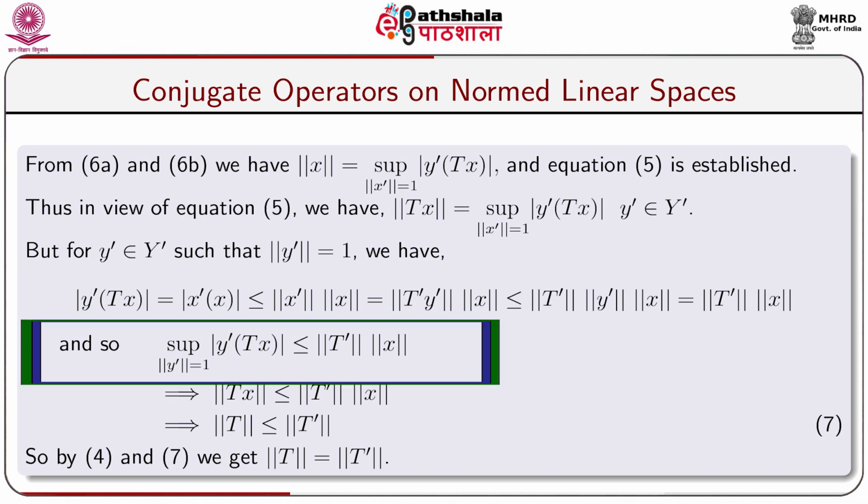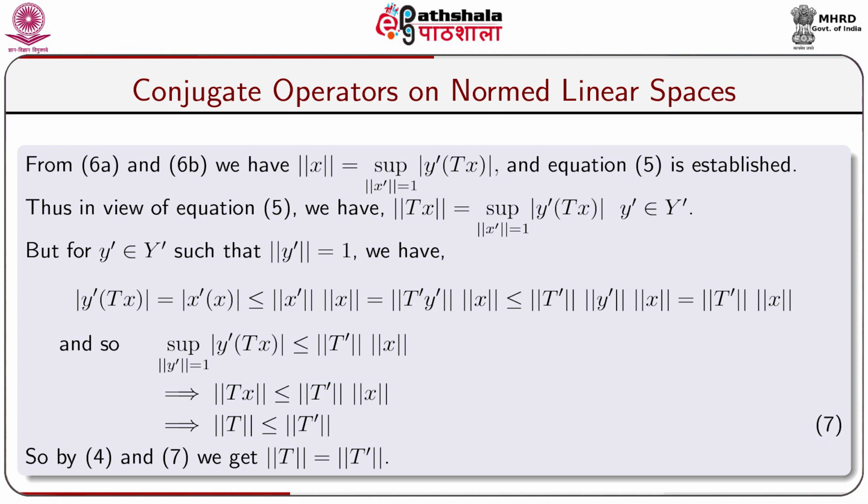So, supremum of modulus of y'Tx, where supremum is taken over all such elements where norm of y' equal to 1, is less or equals to norm T' into norm x. This implies that norm Tx less or equals to norm T' into norm x. This implies that norm T less or equals to norm T'. So, by earlier equation 4 and this equation number 7, we get norm T equal to norm T'.